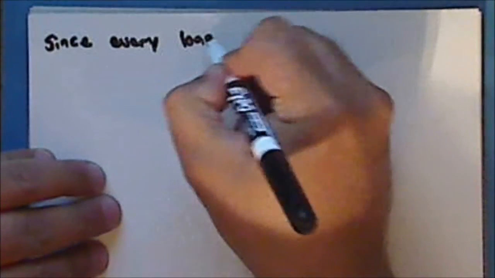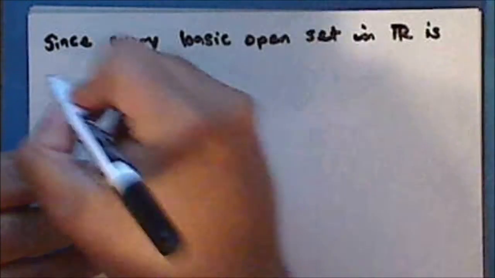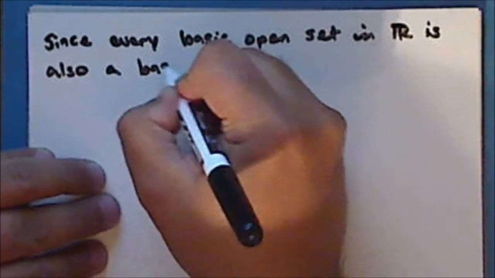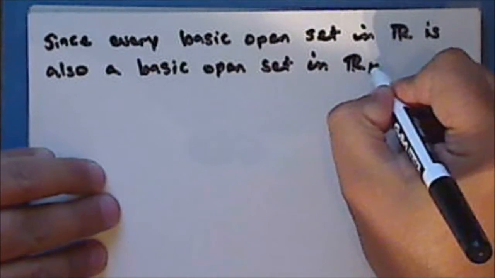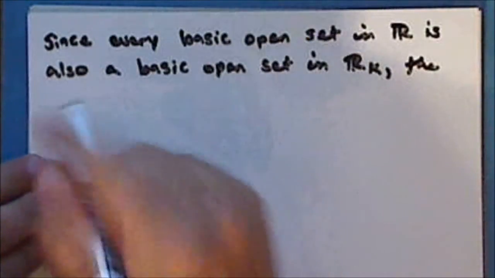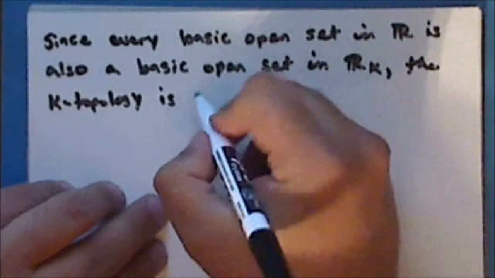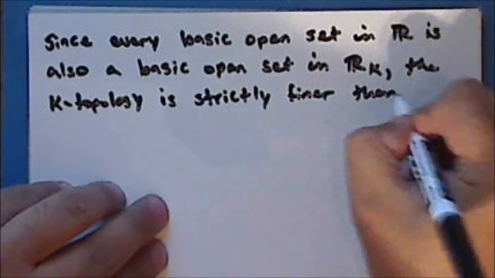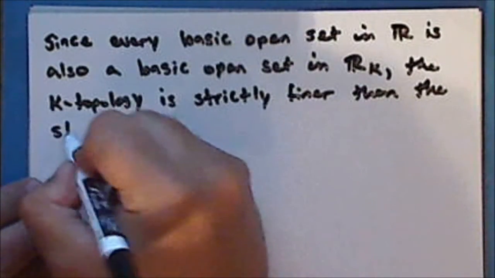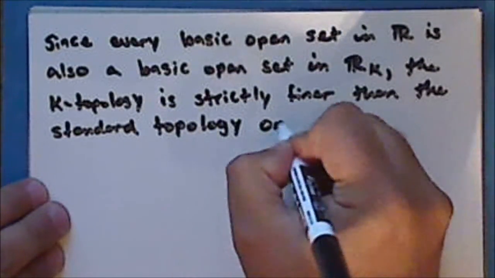Now, since every basic open set in the real line is also a basic open set in the space of reals with the K topology, the K topology is finer, and in fact is strictly finer than the standard topology on the reals.